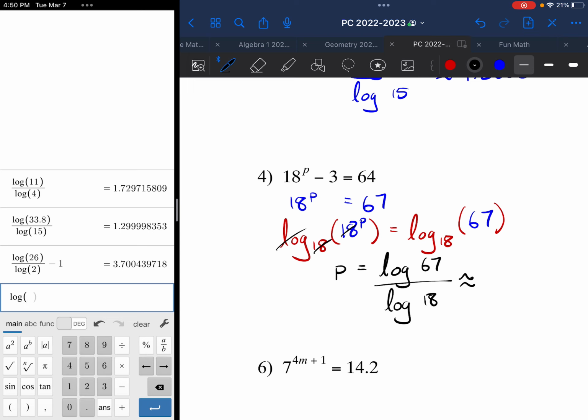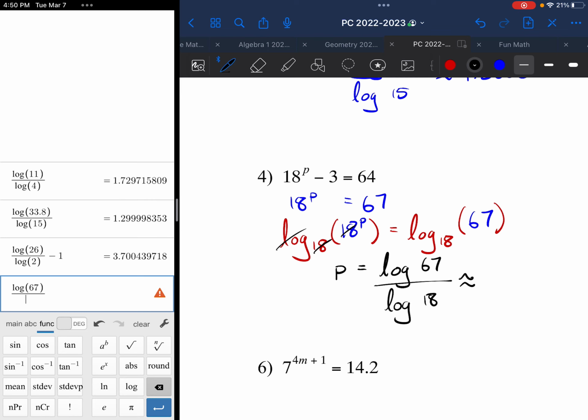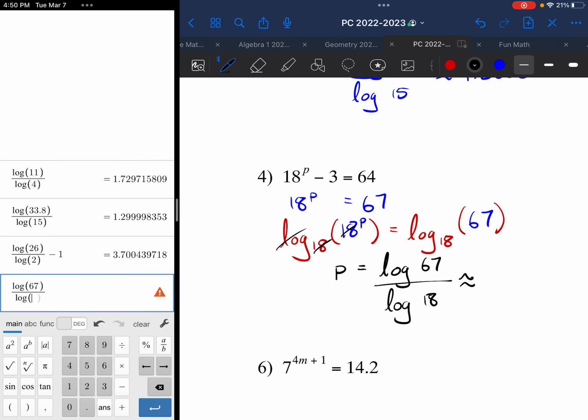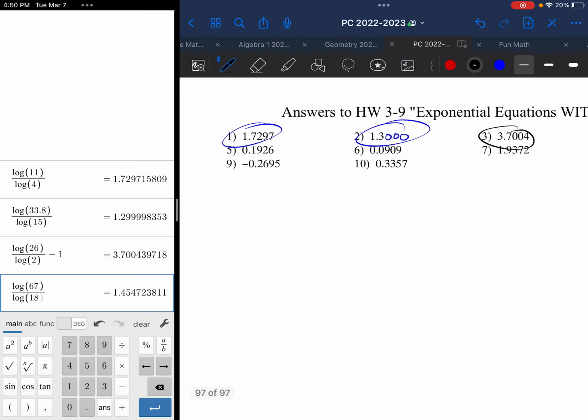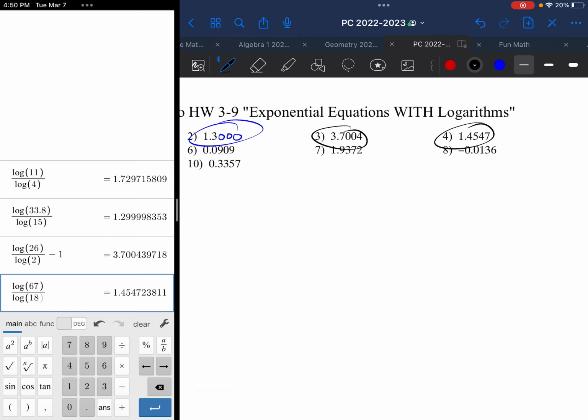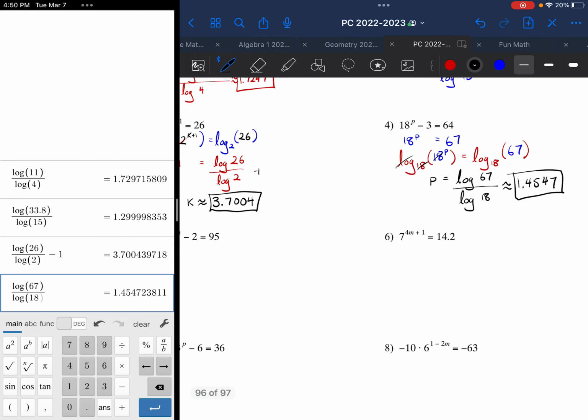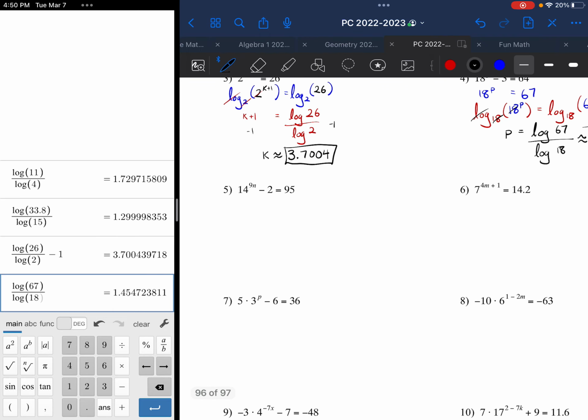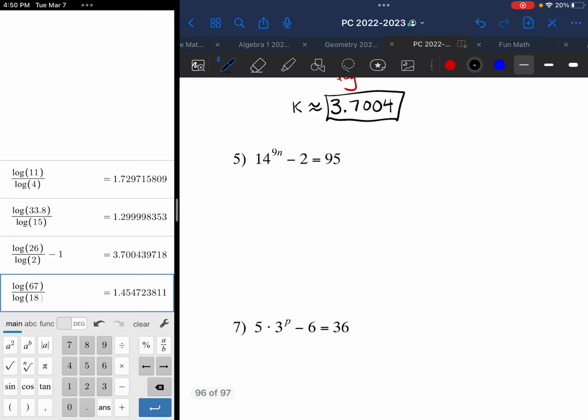We get log of 67, and that's going to be divided by log of 18, and I get 1.4547. 7 doesn't get rounded up because it's followed by a 2, so that should be the final answer. 1.4547. Excellent. All right. Starting to approach the medium territory. All of these problems I would consider intermediate.